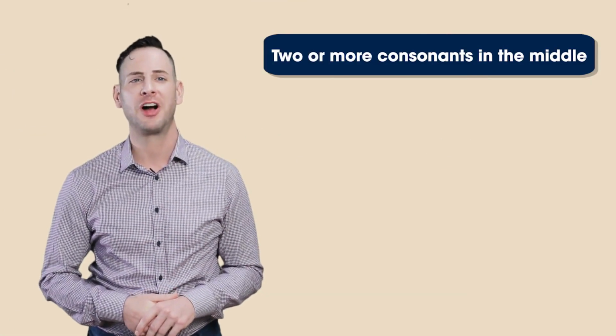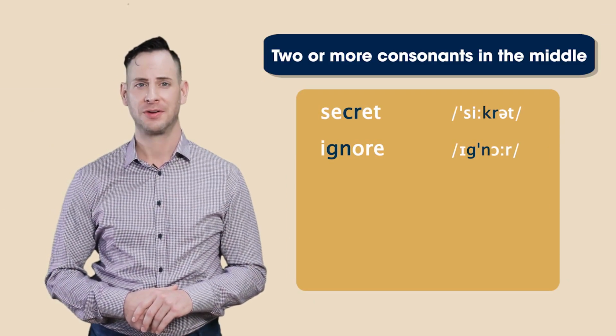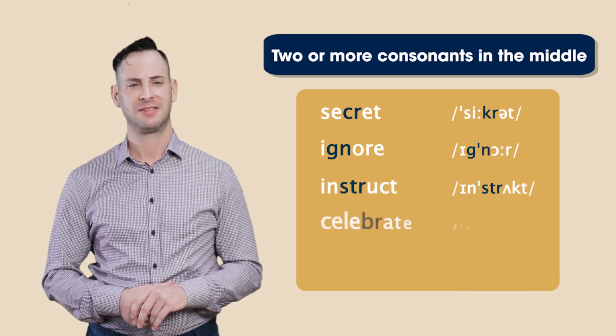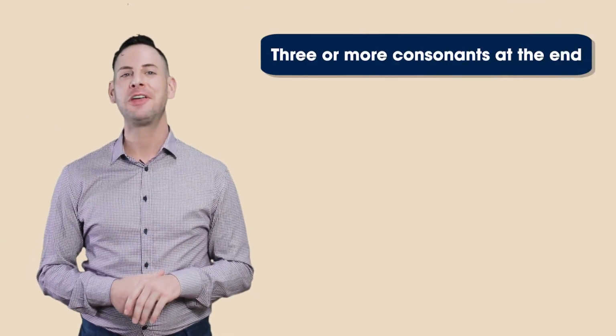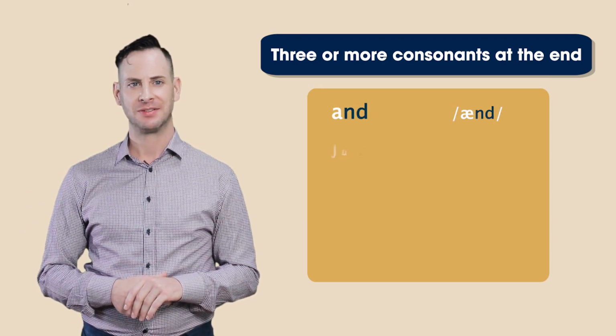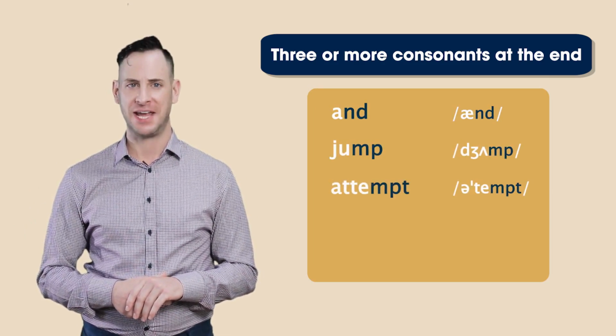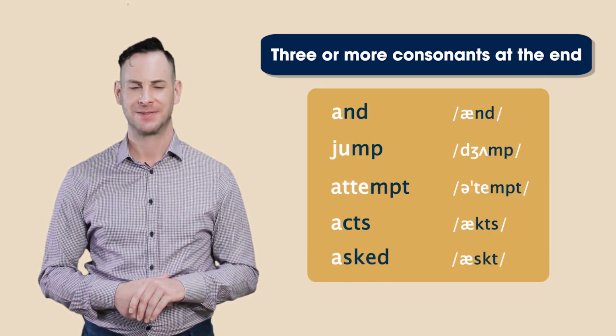Next, 2 or more consonants in the middle. Secret, ignore, instruct, celebrate, complete. Finally, 3 or more consonants at the end. Pinned, jump, attempt, axe, asked. You are going to practice these words in the next video.